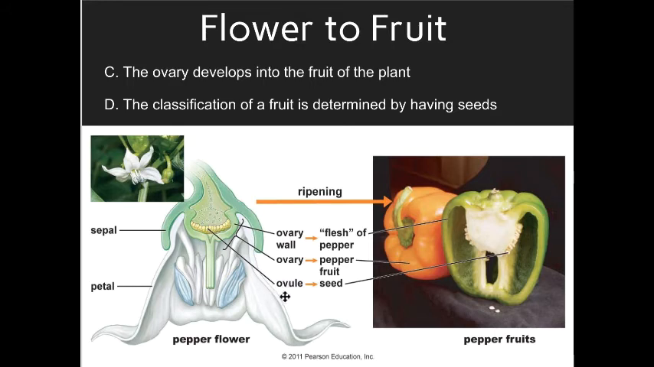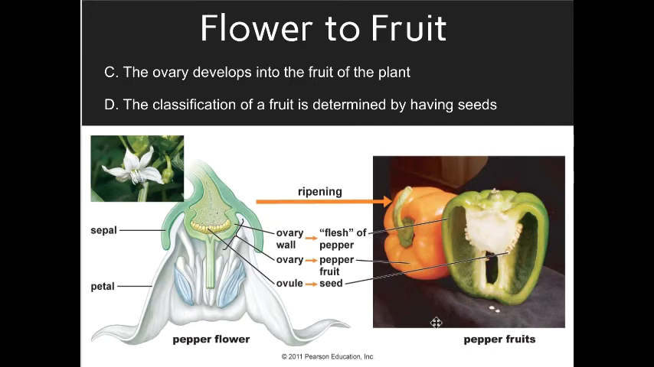Within the fruit needs to be the seeds, and the seeds are those fertilized ovules that are present inside the ovary. So if we look at a pepper, we can see all these major structures at play here. The ovary wall is the outside, the ovary itself is this big structure that's swollen, and then the individual seeds here. One thing about fruits: classification is determined by having seeds.